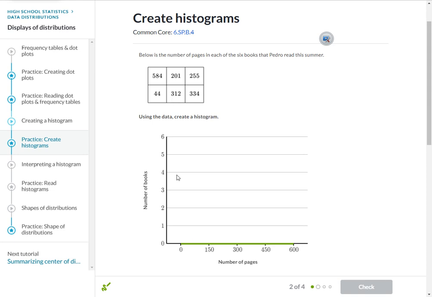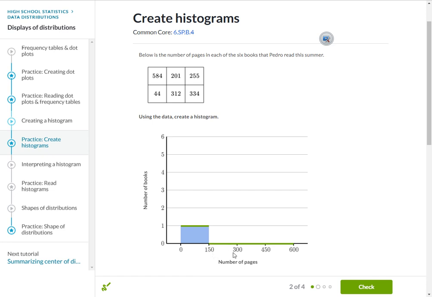So first, we're going to look at the bottom. Well, the vertical axis is for how many times each number of pages was represented. So the first range I can look at is from 0 to 150. All I have to do is look at the table and find which of the numbers are between 0 and 150. Well, I see 44 is, and that's it. So there's only one book that has between 0 and 150 pages.